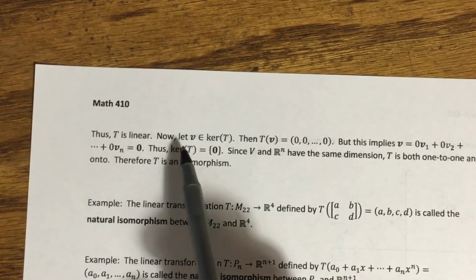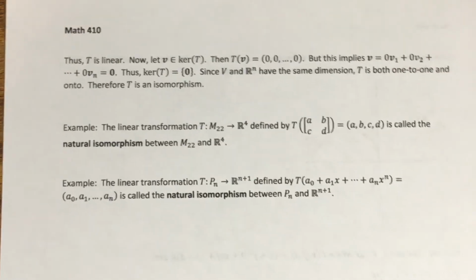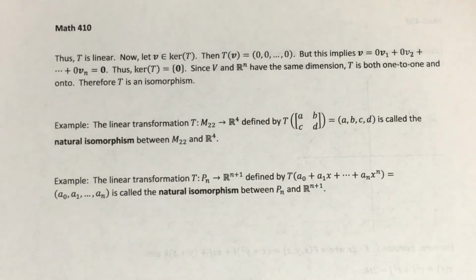Now let's prove the rest of this. Remember, I said there's three things to prove. We need to show that T is one-to-one and onto.